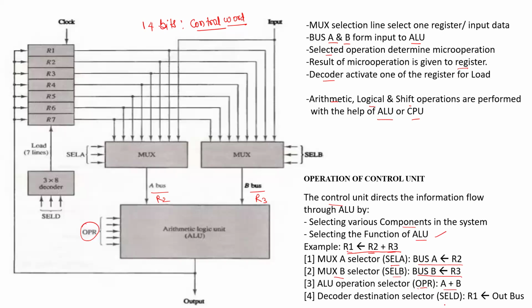Now the output of the ALU will be stored in which register is controlled here, by the decoder, the destination selector. So selection D is the input to the decoder. Finally it will activate register R1 so that it will take data from the output bus.